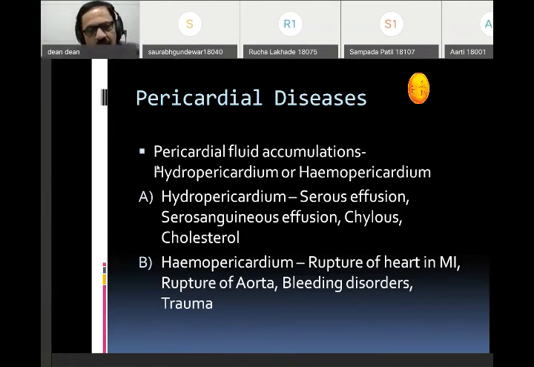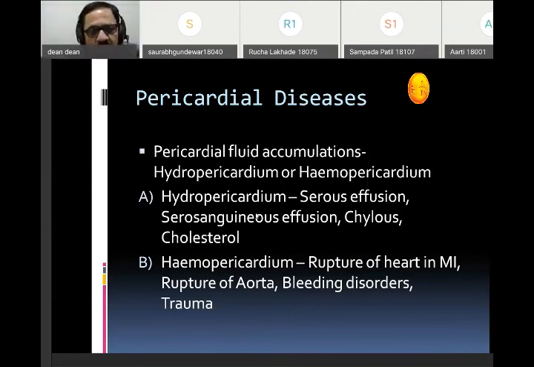I have mentioned that you should differentiate pericardial fluid accumulation. If it is a watery accumulation, you call it hydropericardium. Hydro means water. When blood is present along with it, you call it hemopericardium. So these are two words. Now what are the causes of hydropericardium?